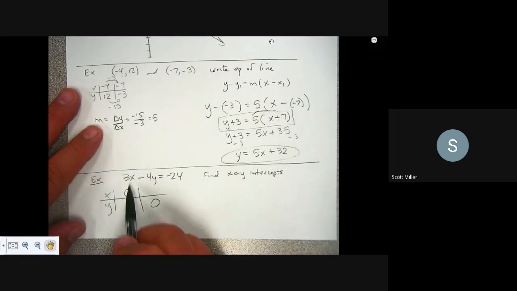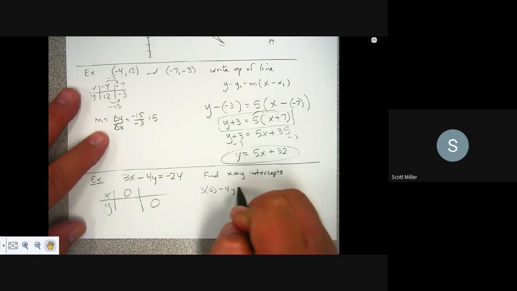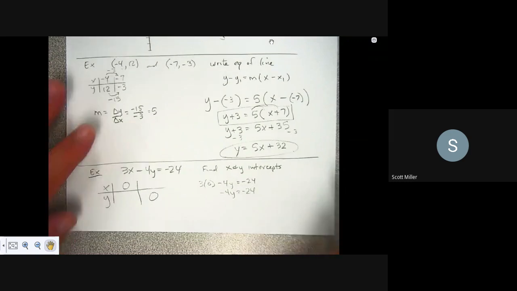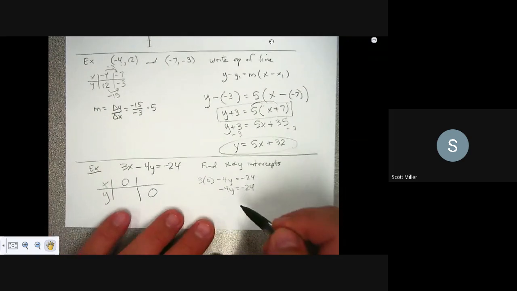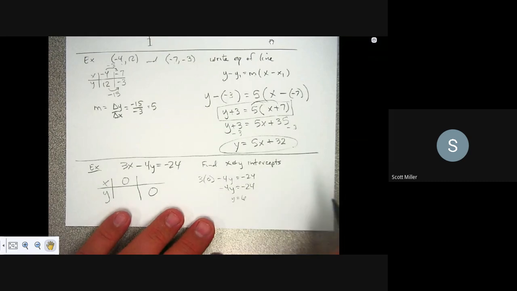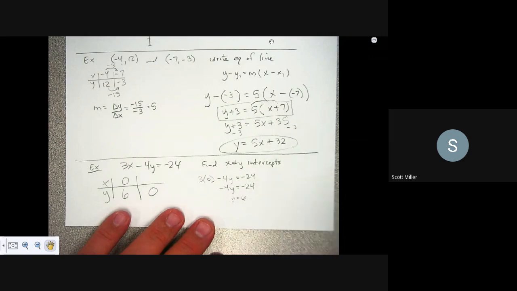Start with this one. If x is 0, then I get 3 times 0 minus 4y equals -24. 3 times 0 is 0. If you know how to solve this, fine. If not, I didn't really talk about how to solve this yet. But what number times -4 gives me -24? And hopefully you can see that that number is going to be a 6. You can also do it by simply dividing both sides by -4.